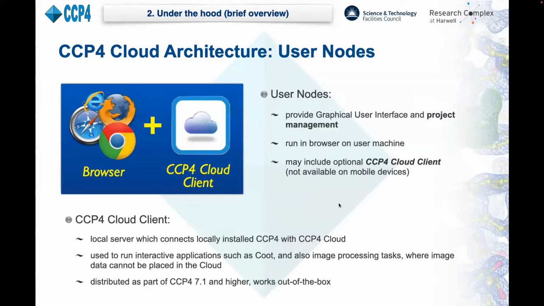A little bit about the nodes themselves. User nodes provide the graphical user interface and tools for managing structure solution projects, for example, making, renaming, deleting projects, starting jobs, deleting jobs, viewing results, and similar. They comprise any common browser and an optional proxy server which runs on the client machine. We call it CCP4 Cloud Client. It is needed for seamless binding of graphical applications such as Qt and some others of a similar nature with the rest of CCP4 Cloud.